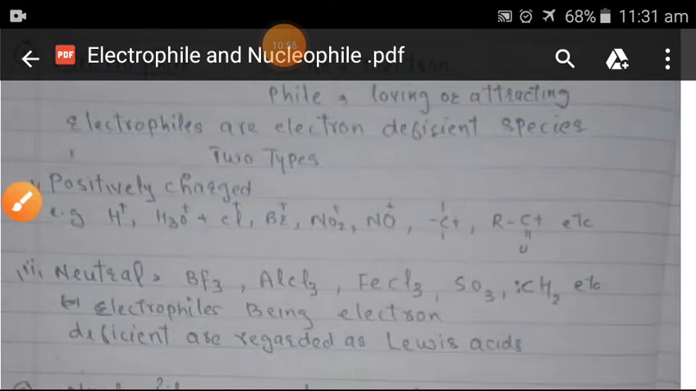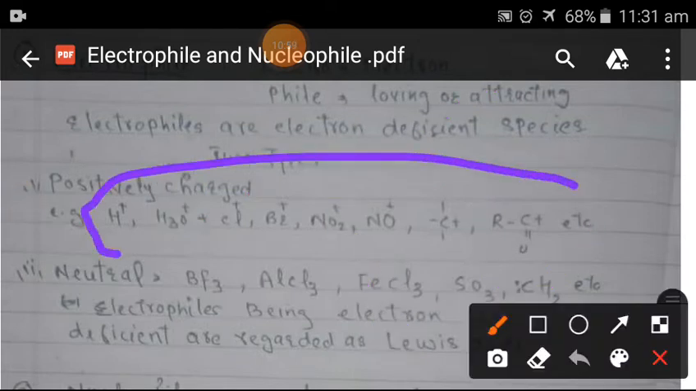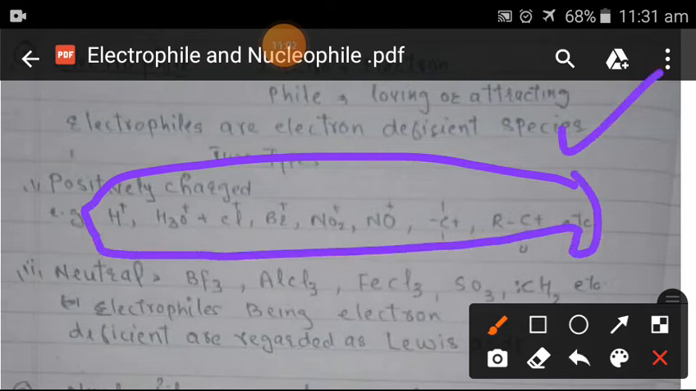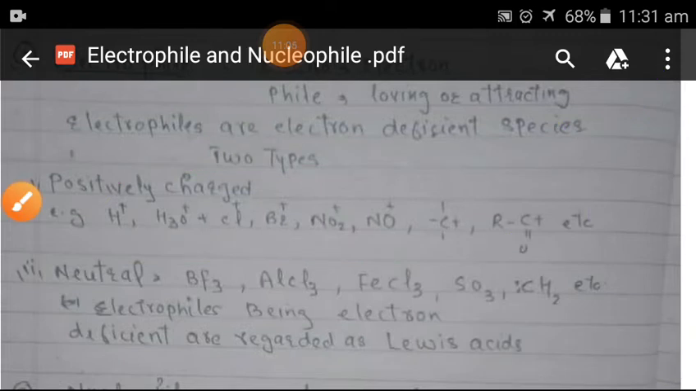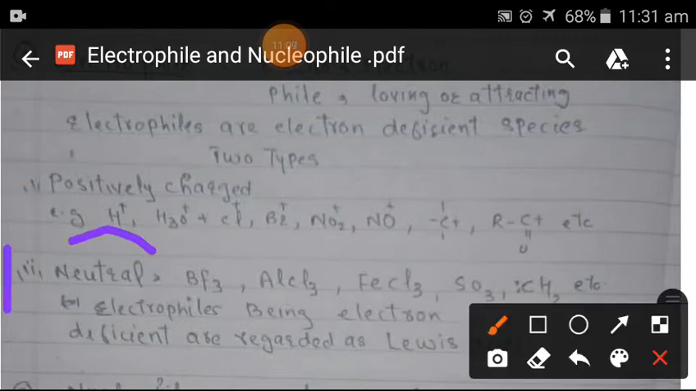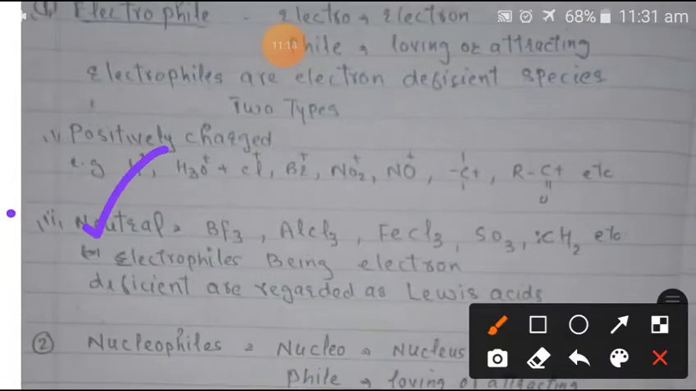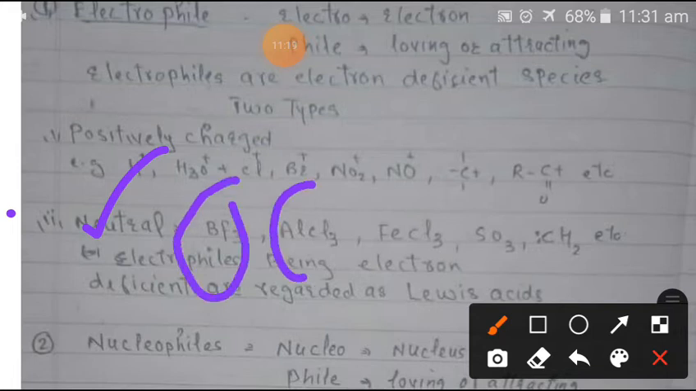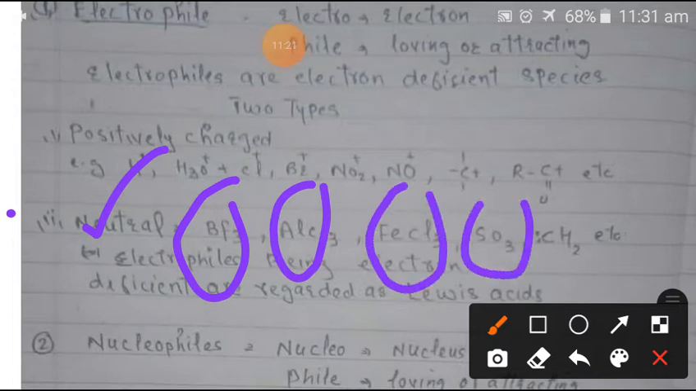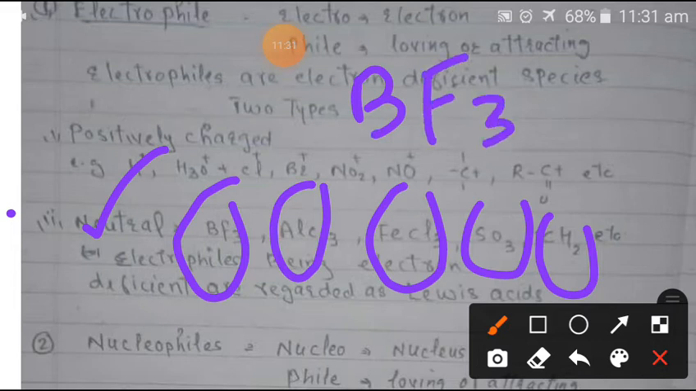So these are some of the positively charged electrophiles. Similarly, there are some other species which also act as electrophiles. For example, these are called neutral electrophiles. In neutral electrophiles, although there is no positive charge, there is something which you must remember, for example in the case of boron trifluoride.